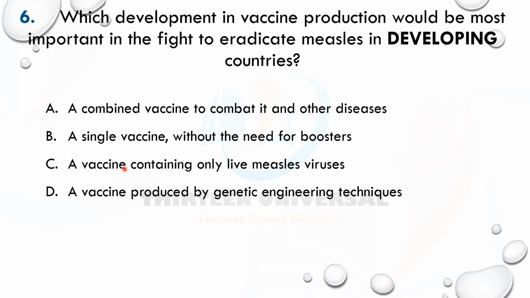C says a vaccine containing only one live measles virus. Live measles is dangerous; it could cause the infection, so don't try this. D is a vaccine produced by genetic engineering techniques. These countries may not be able to sponsor this, as they may not have the money. Genetic engineering is expensive. So B is the most suitable option.